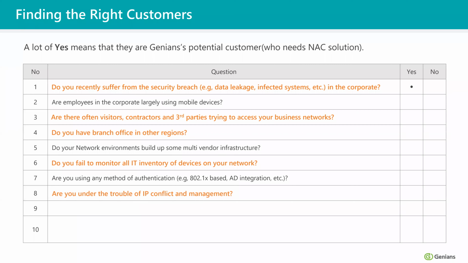Fifth, are you having trouble with IP conflict and management? I have found that many companies in the APAC region use DHCP for allocating IP addresses automatically or other ways. As you know, DHCP has its own vulnerability. So, IP allocation by DHCP does not mean that the device is trusted and safe. I wanted to highlight that Genians NAC has a feature of IPAM, just one of its features.